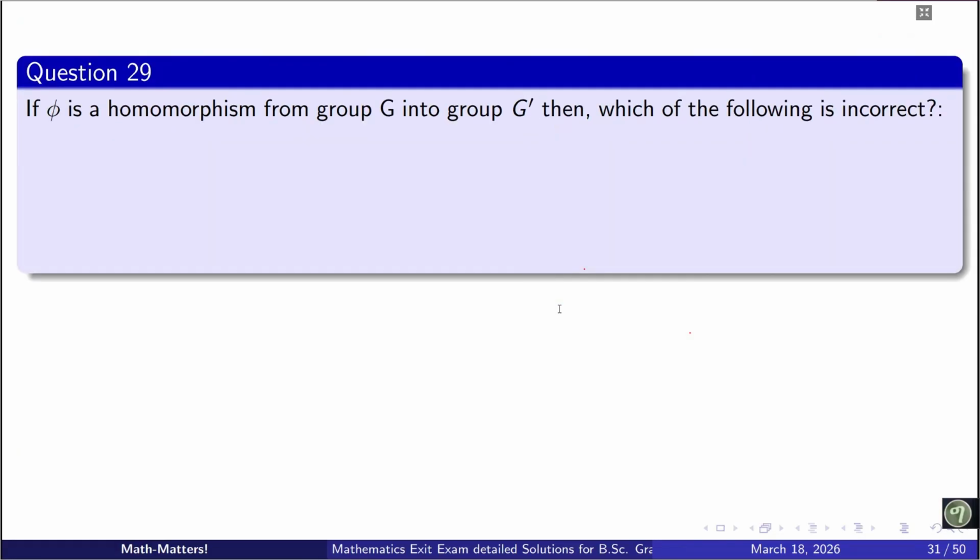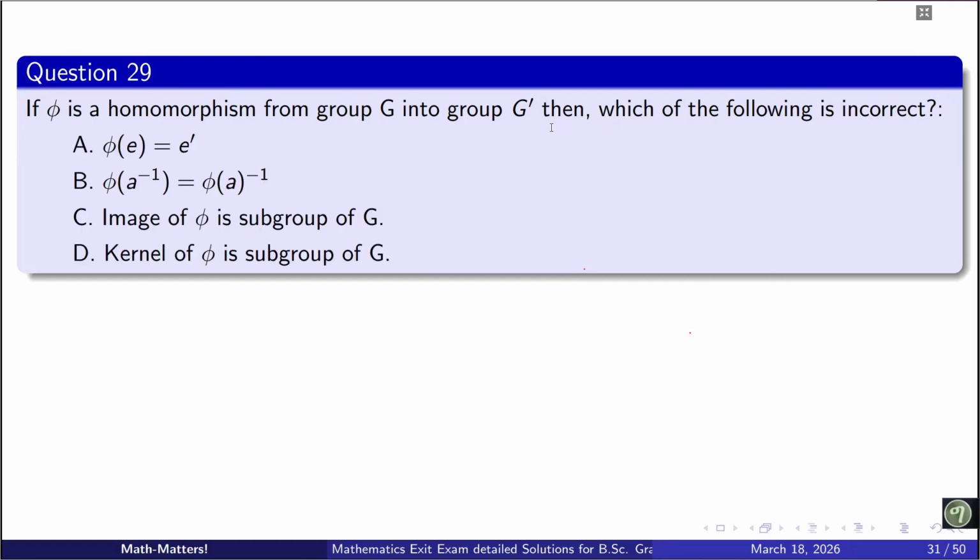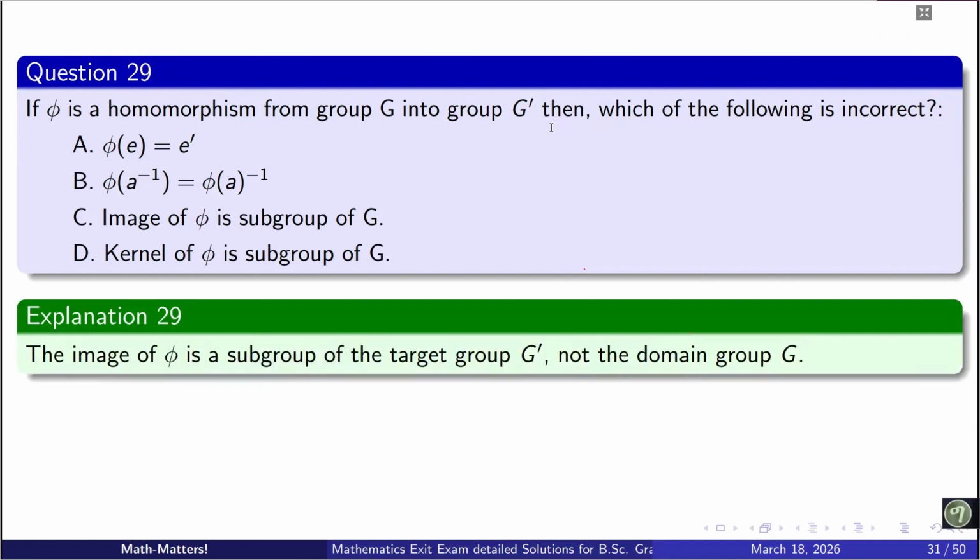Question number 29. If phi is a homomorphism from group G to group G prime, then which of the following is incorrect? These are the alternatives. The image of phi is a subgroup of the target group G prime, not the domain group G. Therefore, the incorrect one could be this one, that's simply C.